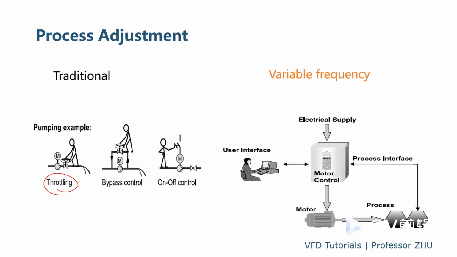And you can have very accurate control of the process, and also continuously adjust the process flow, and also energy saving, because when you change the throttling, a lot of energy is wasted on the damper. After you use the drive, the valve will always be 100% open. So there is no loss on the damping.